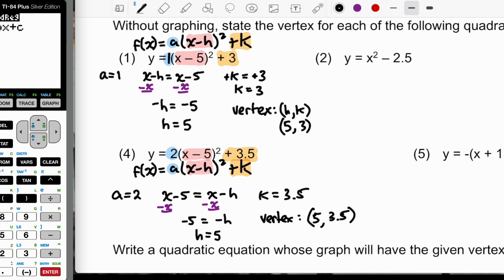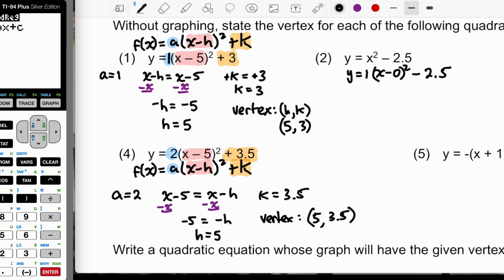All right? So if I look at number 2, I'd say, well, that doesn't look like it's in vertex form. But I can write it as y equals x minus 0 squared minus 2.5. And I'll even put the understood coefficient in front. This is an equivalent equation. Right? If I simplify it, it ends up being exactly the same as what we started with. So then I could use my process, or I could just use the shortcut.